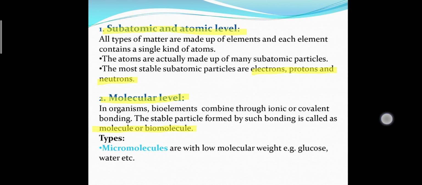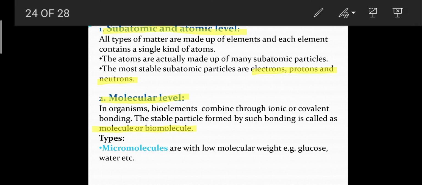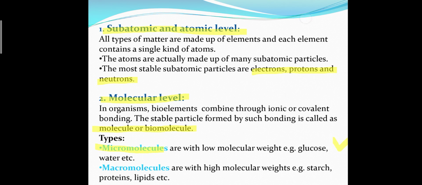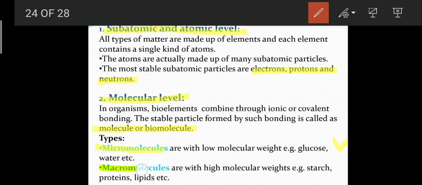There are two types of molecules. Number one is macromolecules, those with low molecular weight, for example glucose and water. The second category is macromolecules with high molecular weights, for example starch, proteins and lipids.